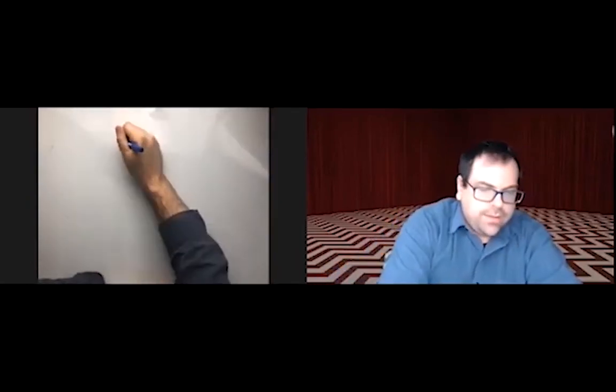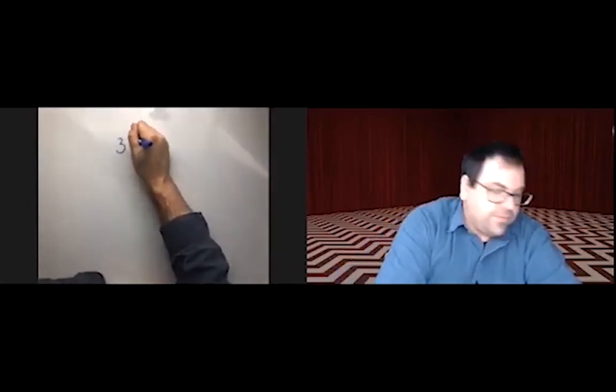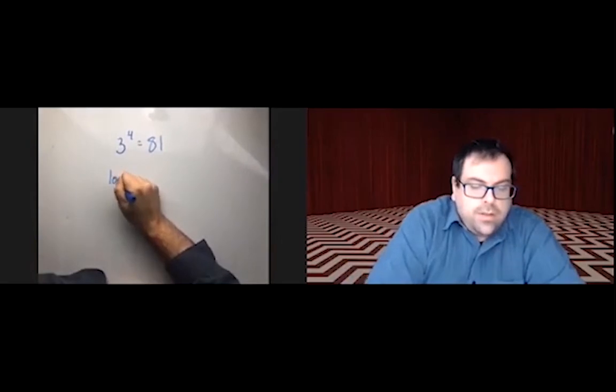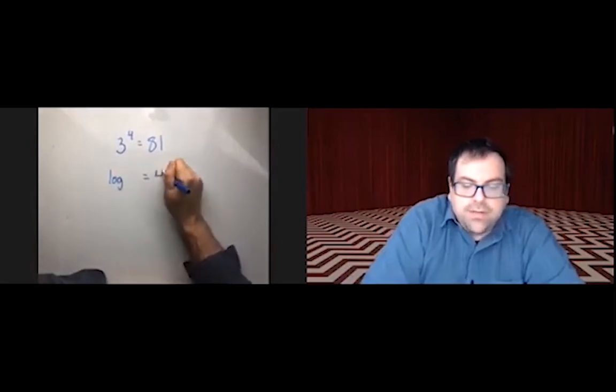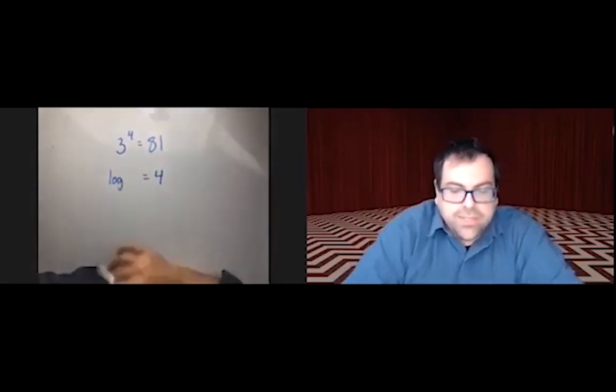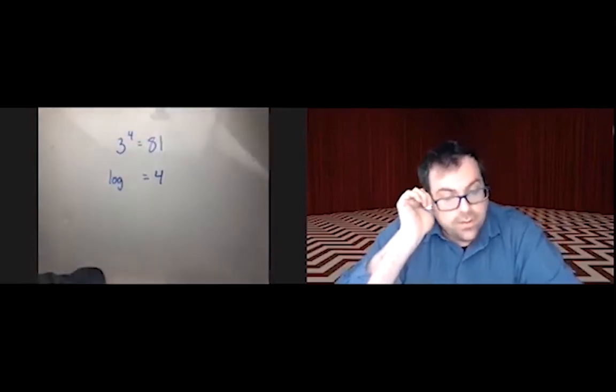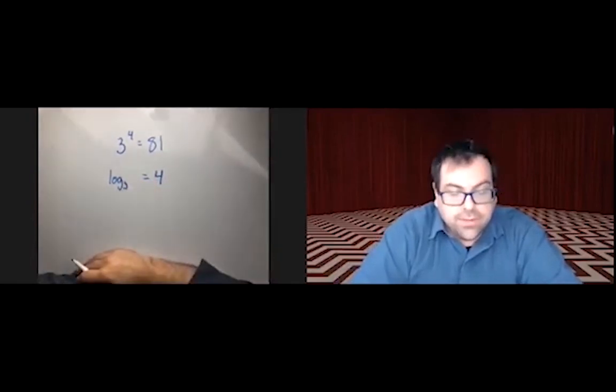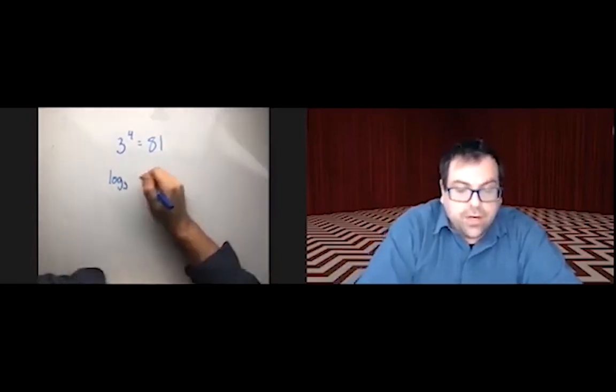Let's go the other way. 3 to the 4th is 81. Write it as a log expression. The logarithm is an exponent, so the log is going to be equal to the exponent of 4. Base is 3. That's our little number. The argument's 81.